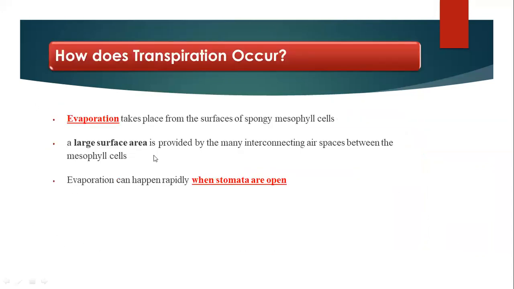A large surface area provided by many interconnecting air spaces between the mesophyll cells will help evaporation. The cells are adapted for this, as there is a large surface area in the air spaces in this mesophyll layer. This will help the evaporation. Evaporation can happen rapidly when stomata are open. If the stomata are open, of course, evaporation will be fast. If the stomata are closed, and we'll see after a while how the stomata are opened and closed, evaporation will be less.